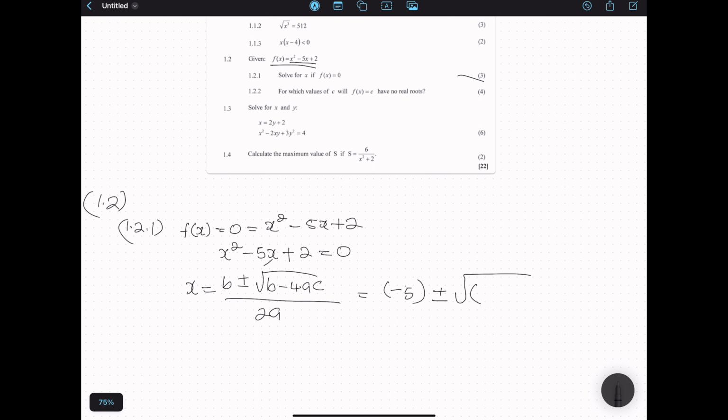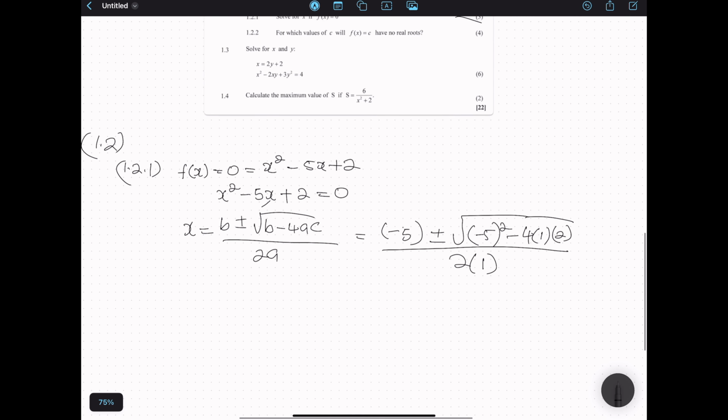Then we have minus 5 squared minus 4 times a. What is our a? a is 1. Then c is 2, divided by 2 times 1, because a is 1. Then you simplify this, put it on your calculator. You must find x equals 0.44, or x equals 4.56. So this is the answer for this question.